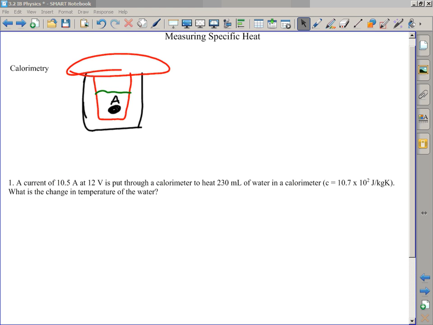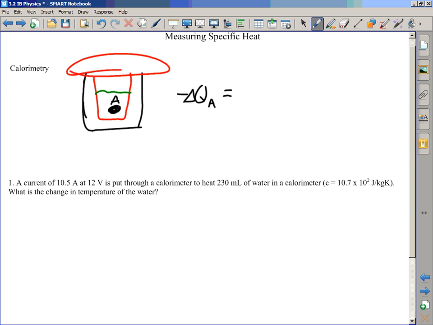So I throw an object in submerged underground water. The object A is hot. Well, what that means is Q lost by object A, the heat lost by that object is going to go into two places. This is kind of the purpose of a calorimeter, not letting it get out to the world. So that heat energy goes into two places, the water and the calorimeter.